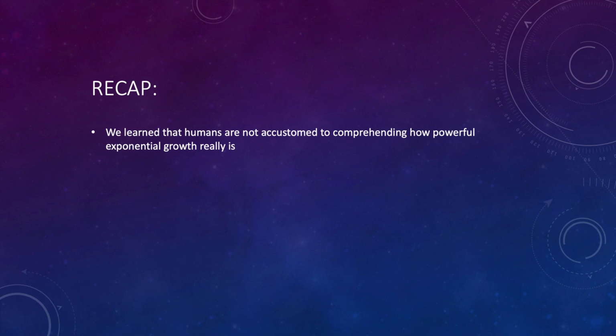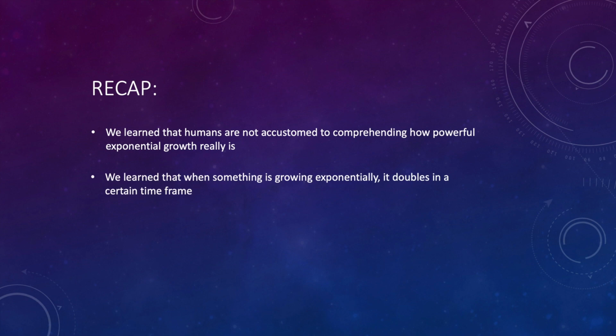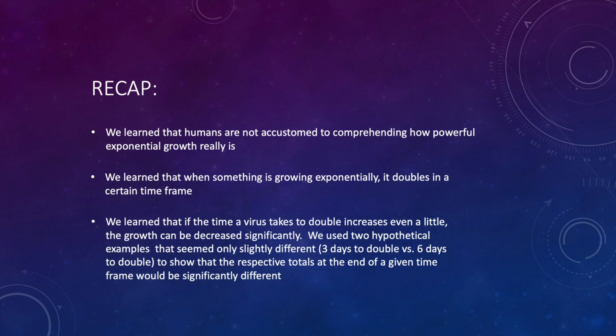So just to recap that first video, we learned that humans are not accustomed to comprehending how powerful exponential growth really is. We learned that when something is growing exponentially, it doubles in a certain time frame. And we learned that if the time a virus takes to double increases even a little, the growth can be decreased significantly. We used 2 hypothetical examples that seemed only slightly different, 3 days to double versus 6 days to double, to show that the respective totals at the end of a given time frame would be significantly different.